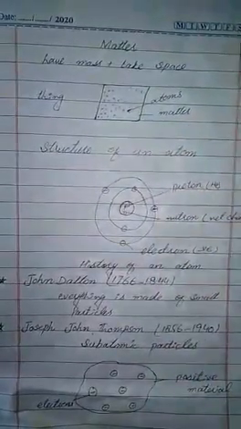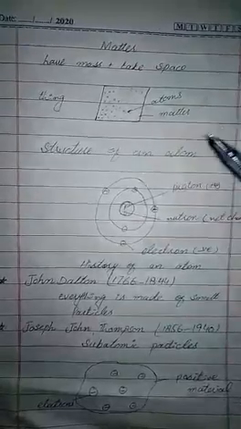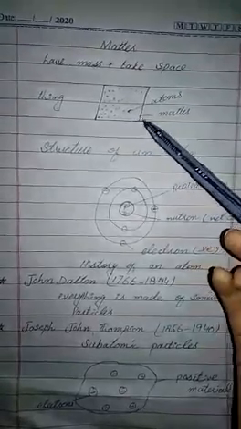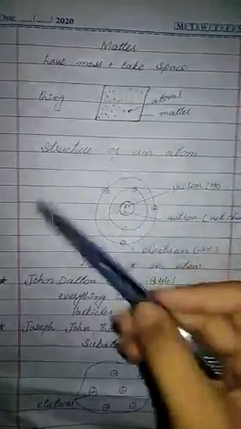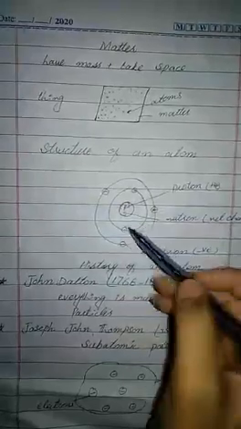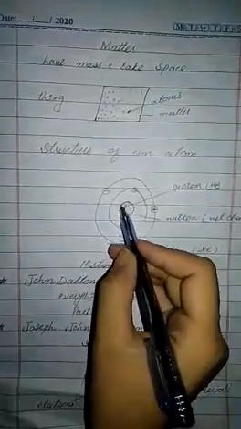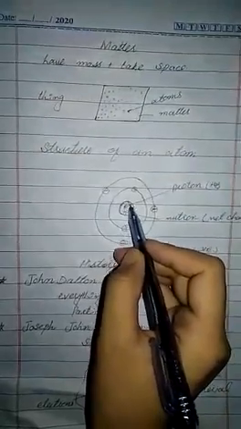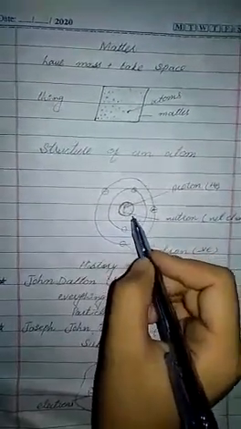So what are atoms? Atoms are the tiny particles, small particles present in the matter. Everything is made up of atoms. Let's see the structure of an atom. Students, this is the structure of an atom. At the center of the atom, nucleus is present. This is called nucleus.